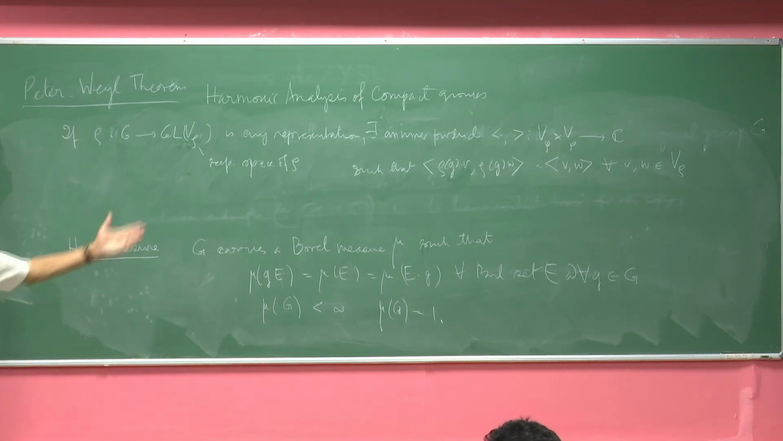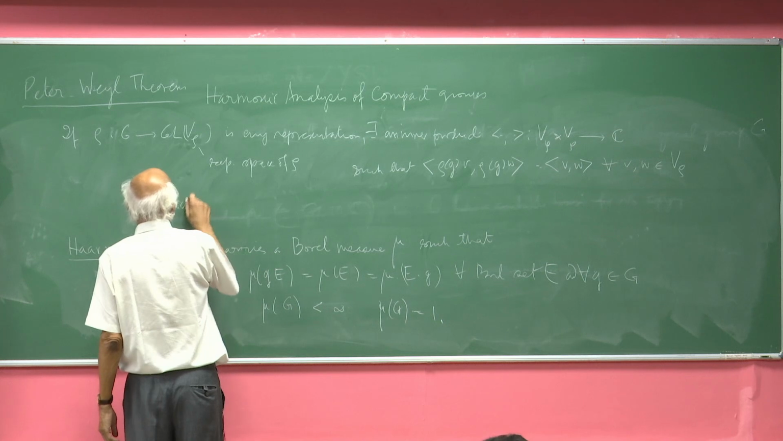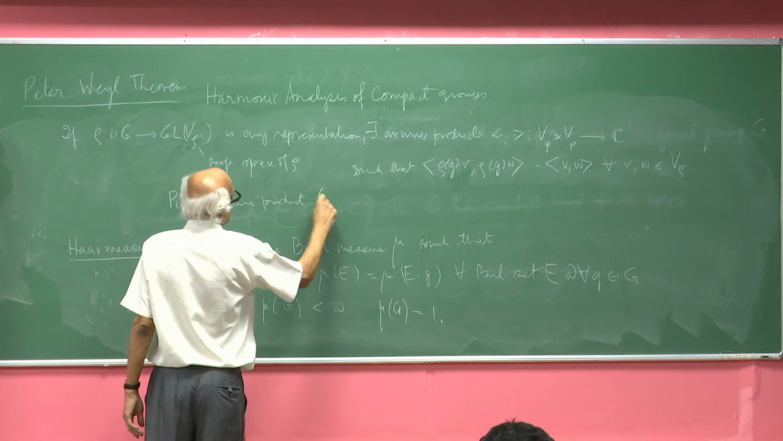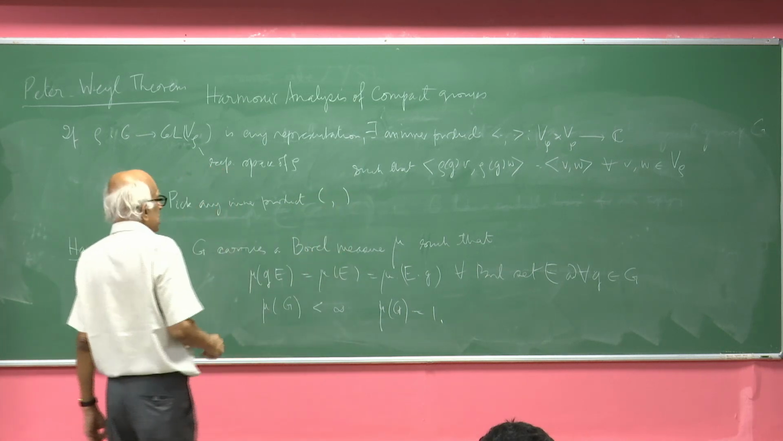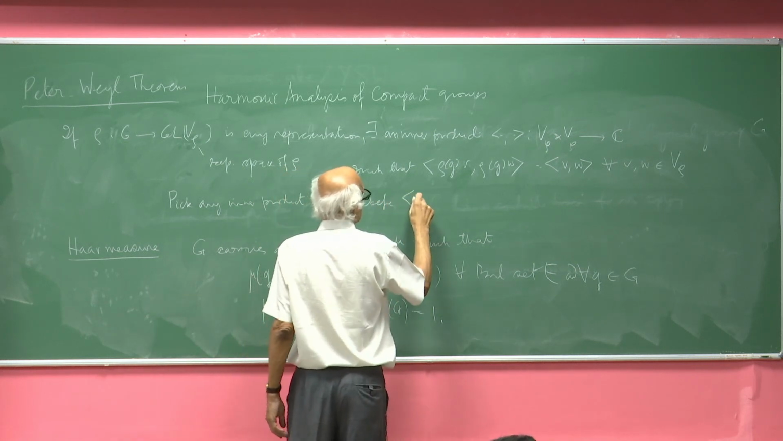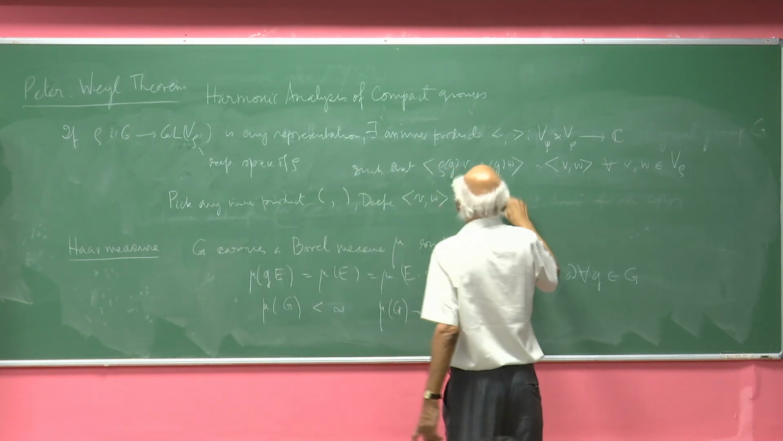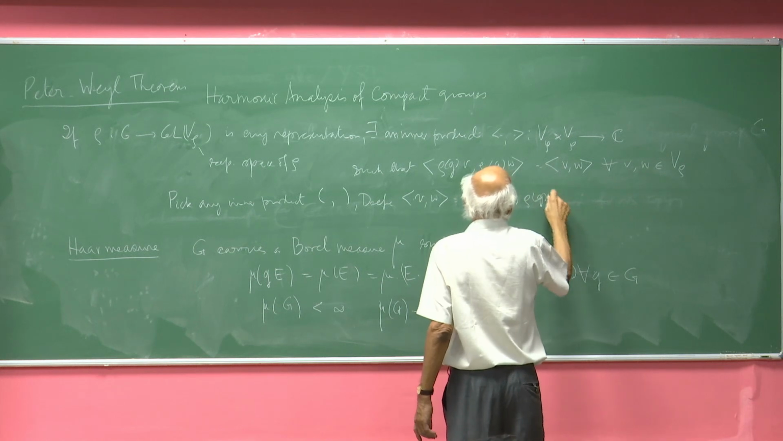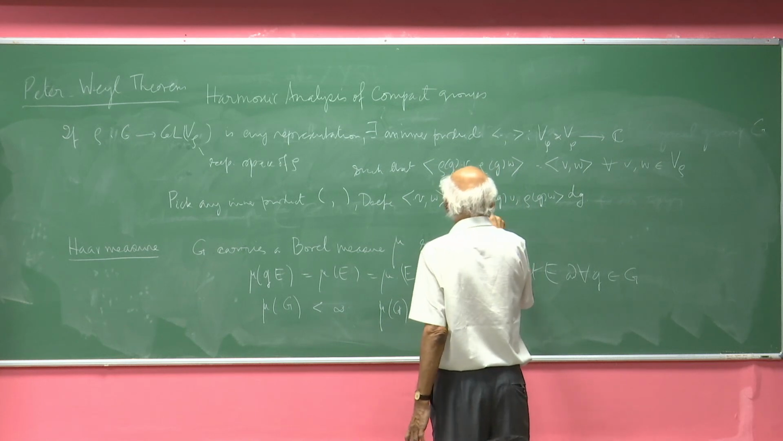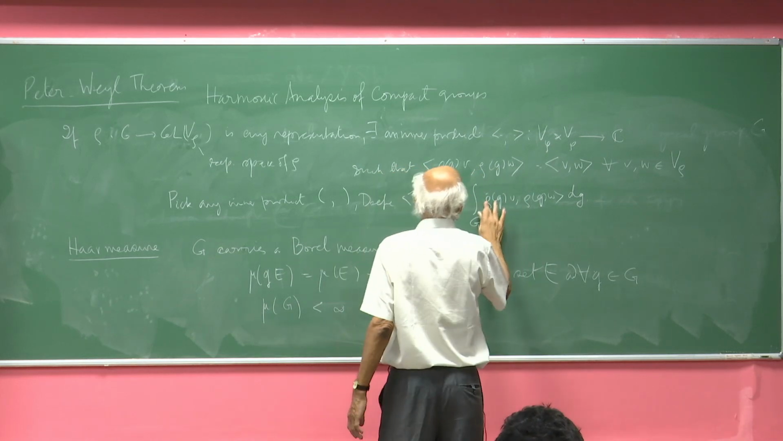That is the statement, and it's an easy statement to prove. All that you do is pick any inner product. Let's call it the ordinary bracket, and define (v, w) as the integral of <rho(g)v, rho(g)w> dg. Round bracket, sorry, yes, thanks.